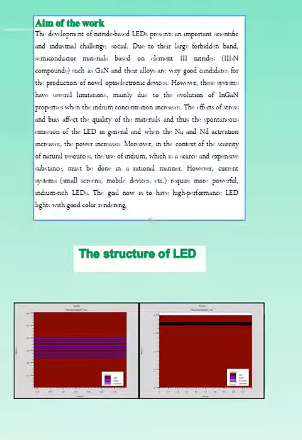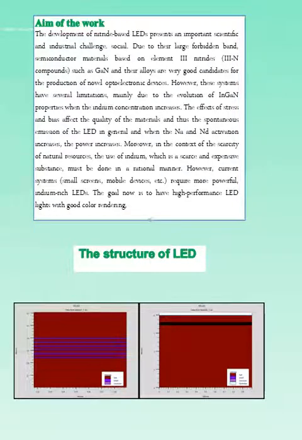The structure of the LED consists of three regions. Region number 1 is GaN type P.